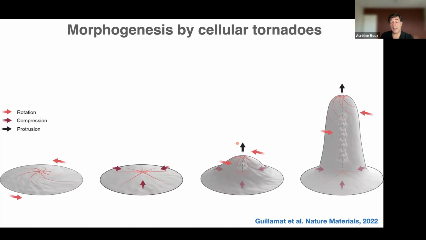And at least we know that there's one organism that does that. It's the slug of Dictyostelium, the amoeba, where one of the stages of development is actually linked to displacement of a slug, and this slug is actually a rotating tornado and looks very much like those protrusions.